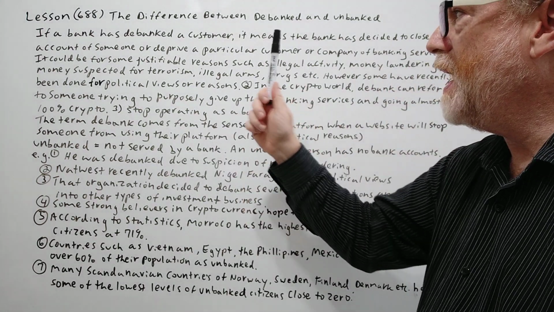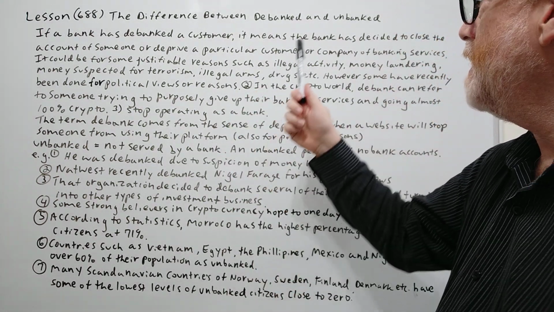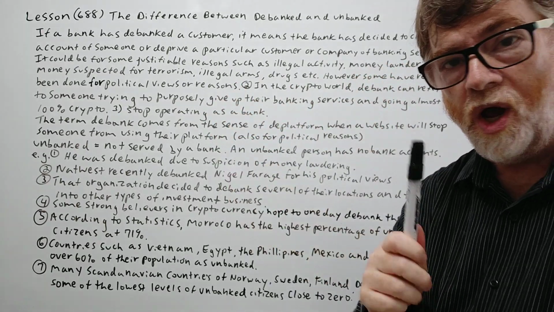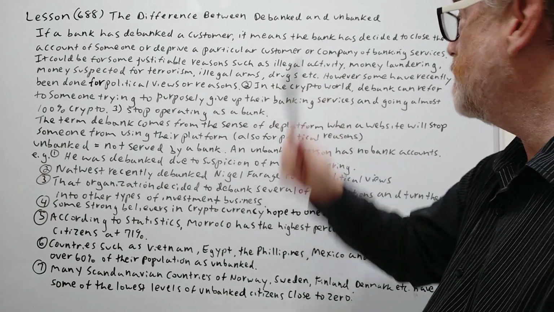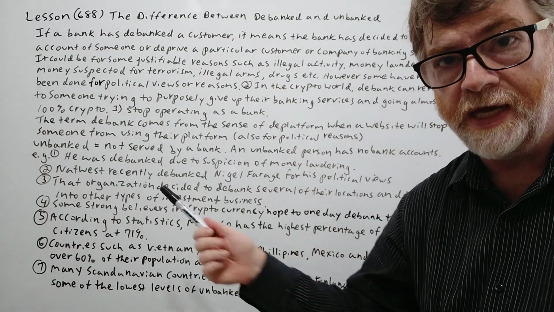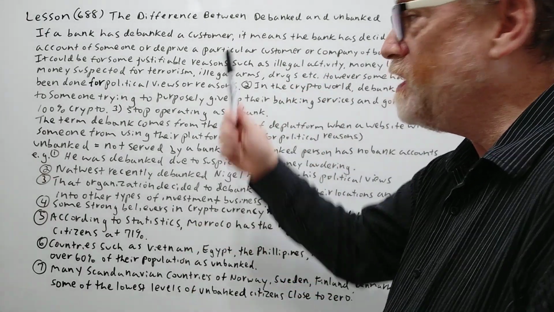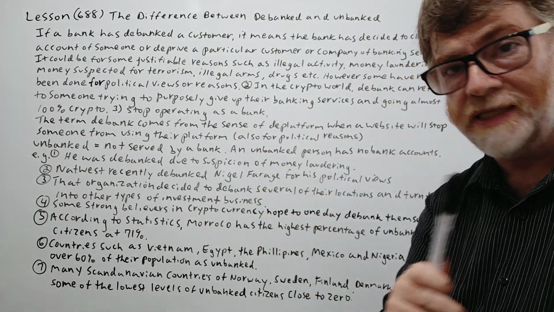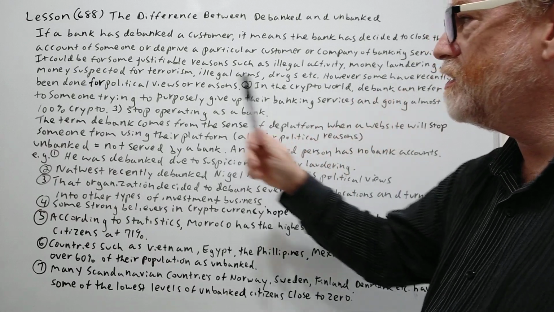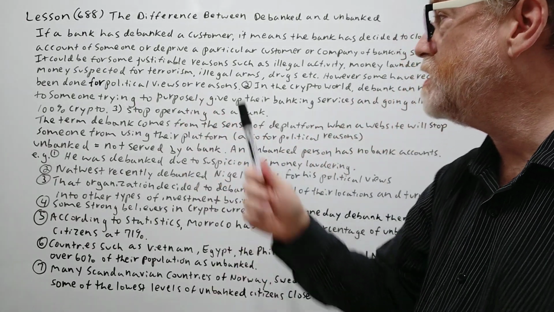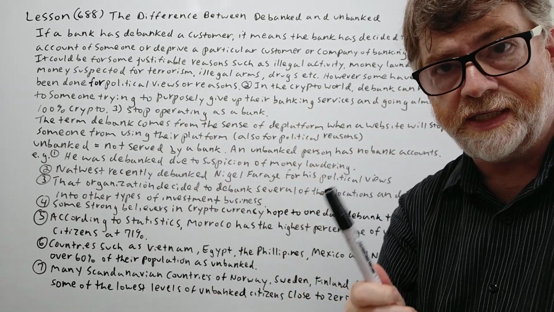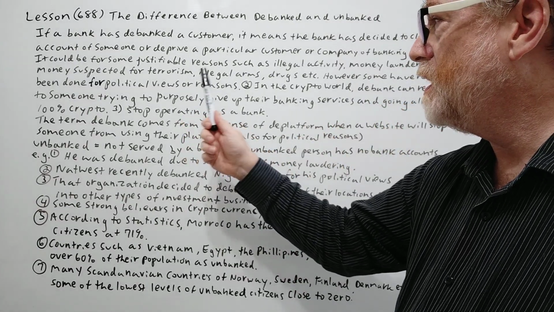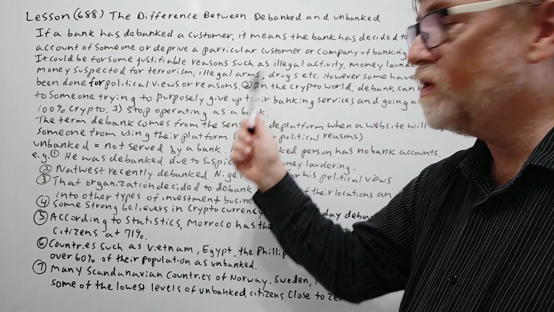If a bank has debanked a customer, it means the bank has decided to close the account of someone or deprive a particular customer or company of banking services. It could be for some justifiable reasons, such as illegal activity like money laundering, money suspected for terrorism, illegal arms, drugs, etc. However, some have recently been done for political reasons or views.